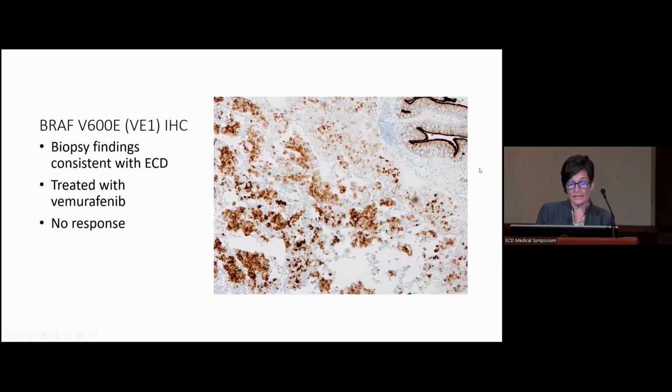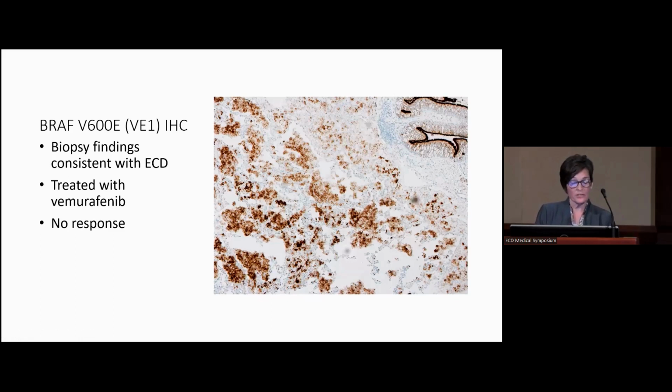At that time in 2019, an IHC using the VE1 clone was performed, with the results shown in the image. You can see that the histiocytes within the septae, as well as some in the alveolar spaces, show this strong cytoplasmic granular type staining for the VE1 antibody. So this was called consistent with ECD in 2019. The patient was treated with vemurafenib, and over the next year, I think he was treated about a year, he showed minimal to no response to that.